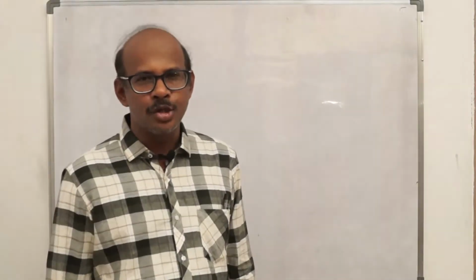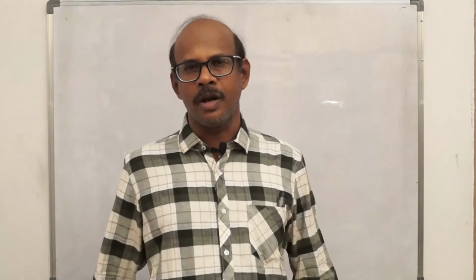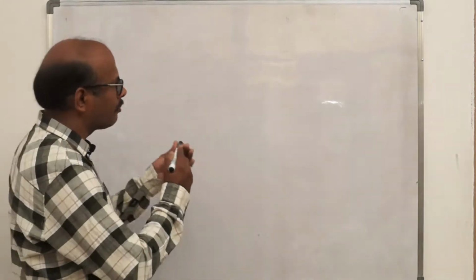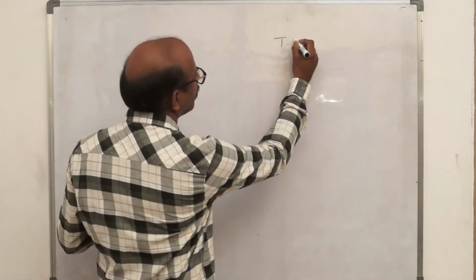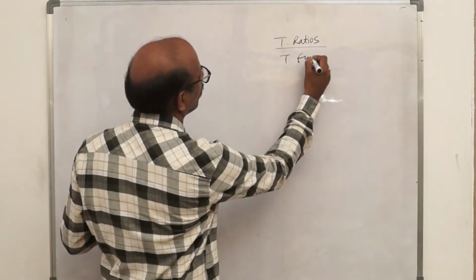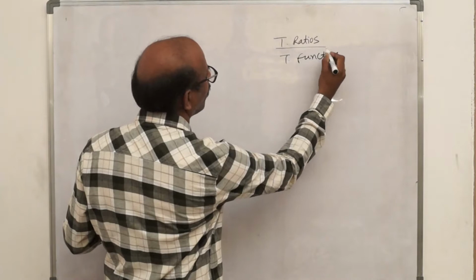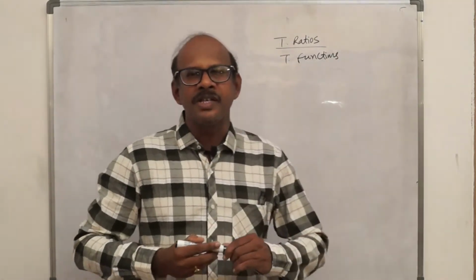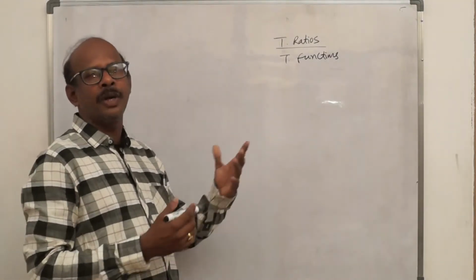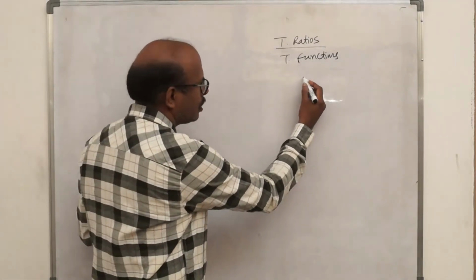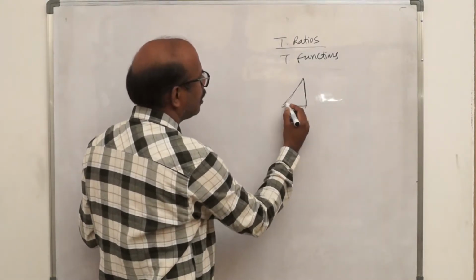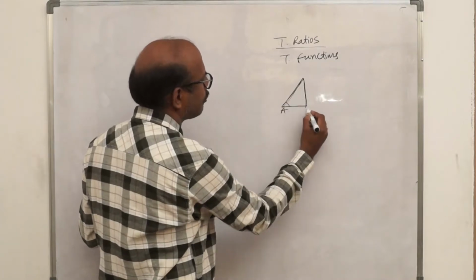Hello my dear students, today I am going to discuss a chapter in the trigonometry branch: trigonometric ratios, or trigonometric functions. The basic definition of a trigonometric ratio is the ratio between any two sides of a right angle triangle. Trigonometric ratio means ratio between any two sides of a right angle triangle.